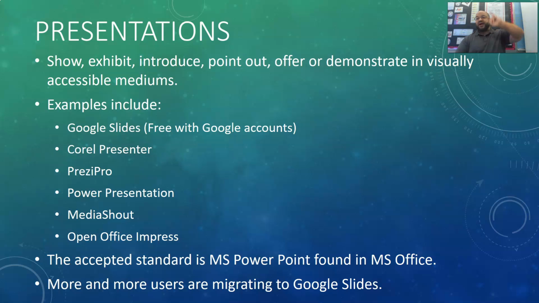So to summarize things: if I wanted to create something for text-based documents, I would use what? I would use a word processor. If I wanted to create something for visually accessible mediums, I would use presentation software. And if I wanted to look at data and information in the rows and columns of a grid, I would look at a spreadsheet program.